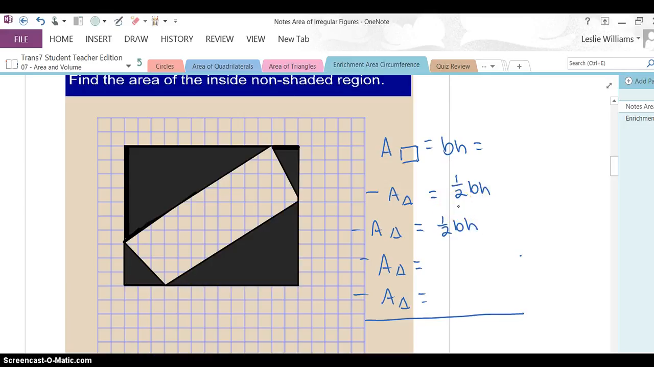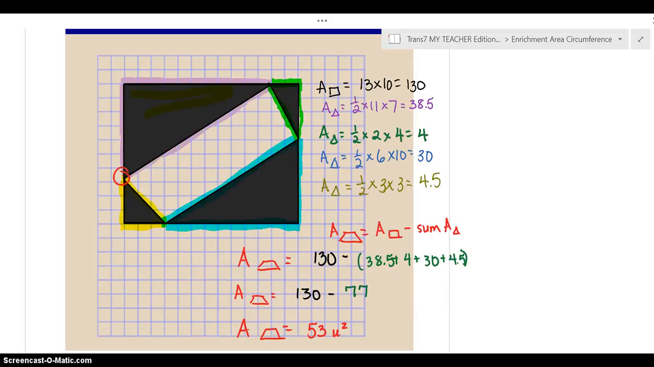So go ahead and see if you can figure this problem out. Pause this for a minute, figure it out, and then play it to see if you got it right. So here you'll see that I've used some color to help organize my work. I found that the rectangle was 13 by 10, so it has an area of 130.